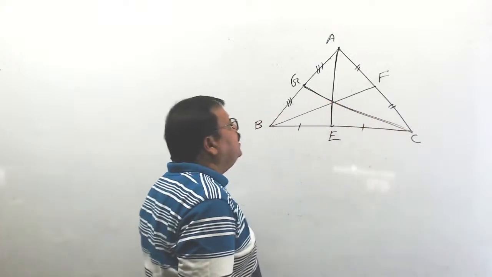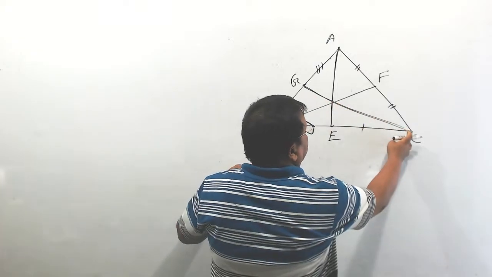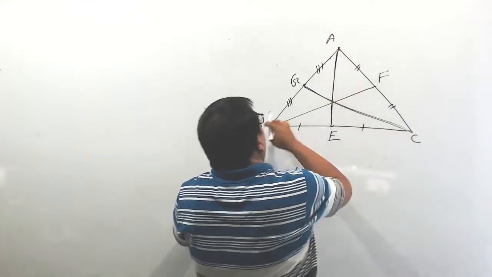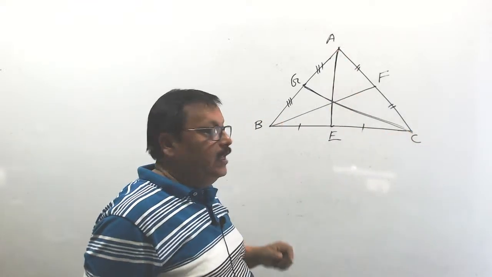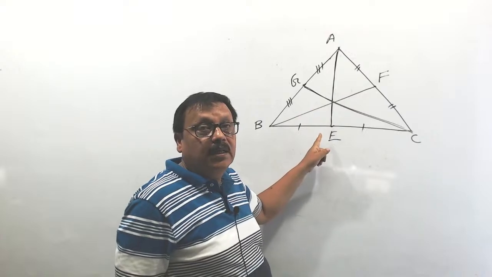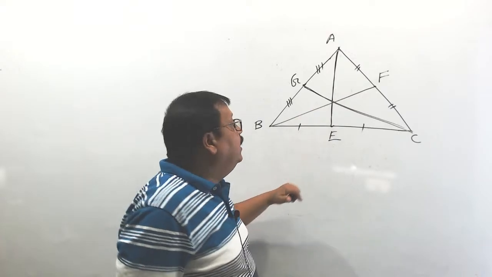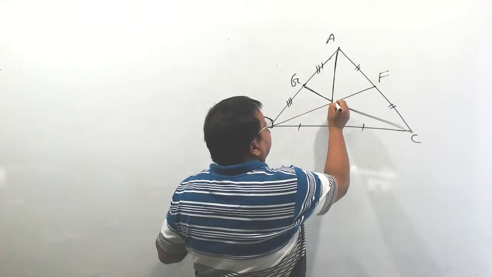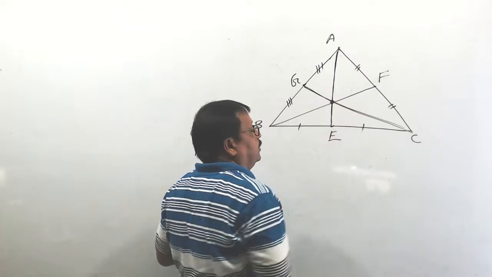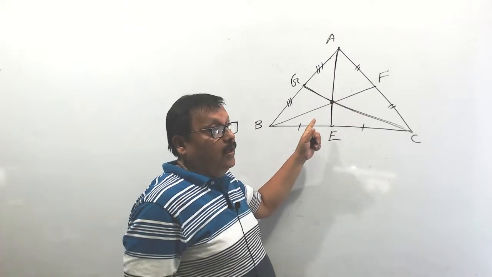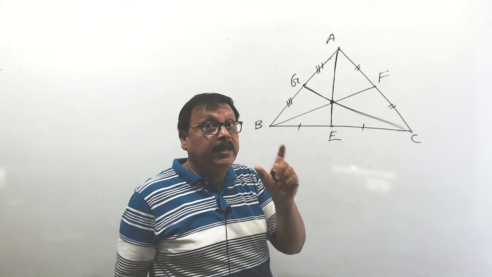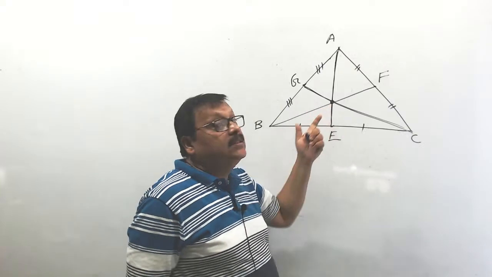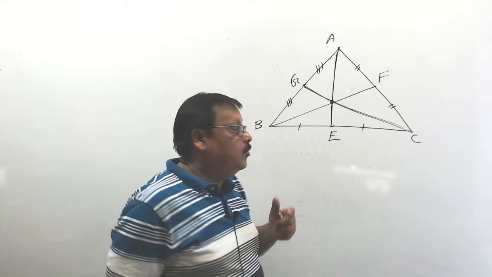GC is a median through the vertex C on the side AB. So how many medians are here? 3 medians. And see, 3 medians are passing through one unique point. Unique point means geometrically, there is one mathematical word. 3 medians are called concurrent.